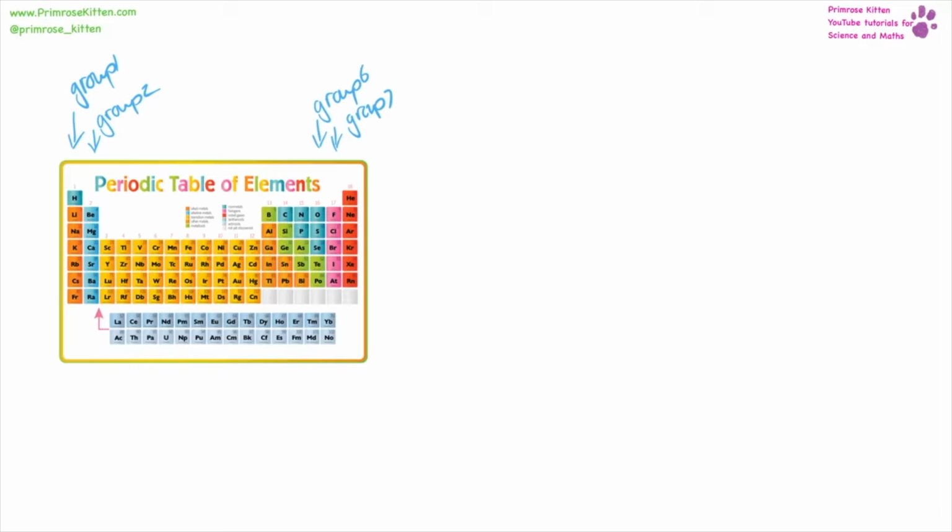The periodic table gives us loads and loads of information. The first bit of information it gives us are about groups. Now groups go down the periodic table. Group 1, Group 2, 3, 4, 5, 6, 7, 8, or Group 0. Groups tell us the number of electrons on the outer shell. So things in Group 1 are going to have 1 electron in the outer shell. Things in Group 2 are going to have 2 electrons in the outer shell. Group 6, 6 electrons in the outer shell. Group 7, 7 electrons in the outer shell.